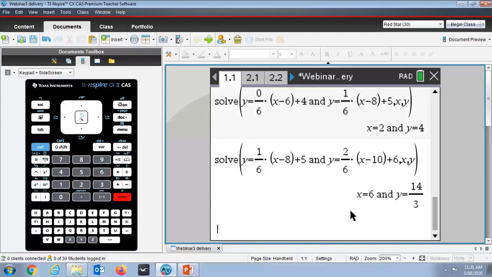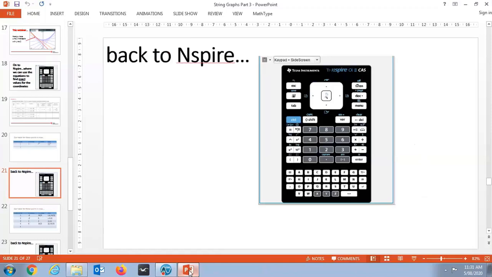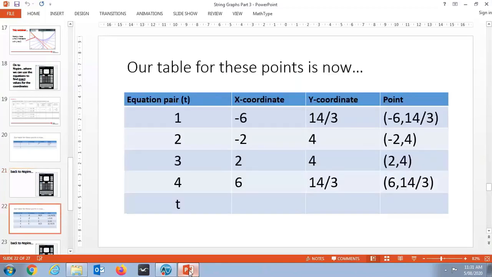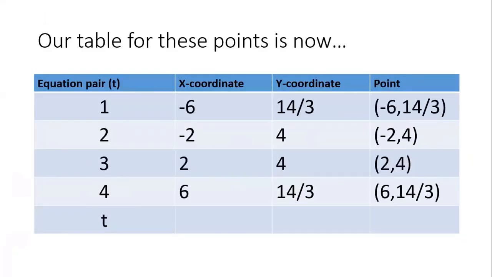Now those sets of points lead us to, I'll go to the PowerPoint here, they lead us to being able to complete the table for lines 1, 2, 3, and 4. And you can see our set of points. And the big deal here now is to say, well, what's the pattern? Remember, this time T stands for the equation pair.